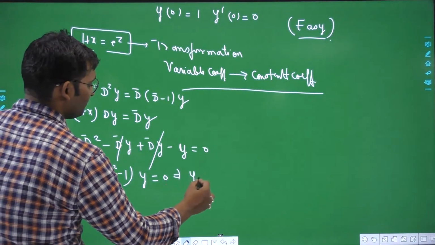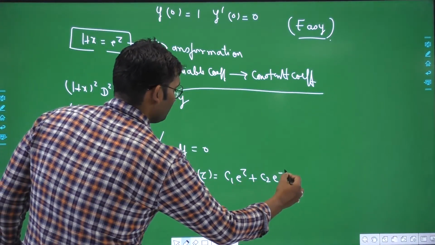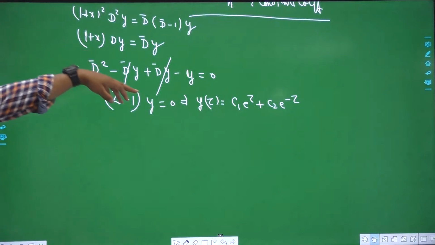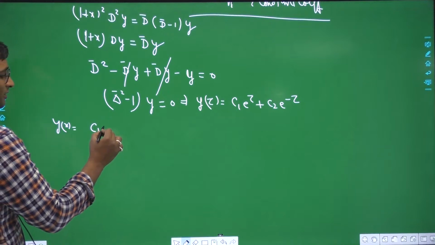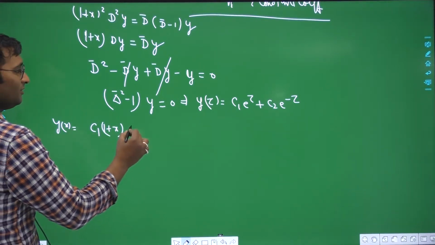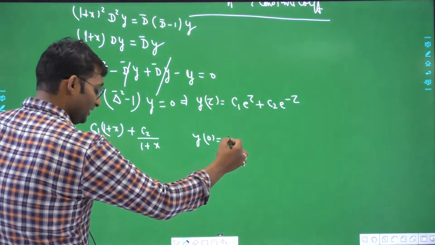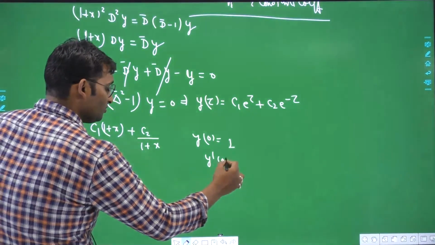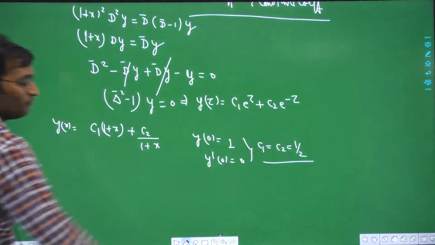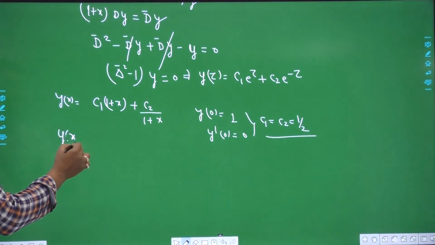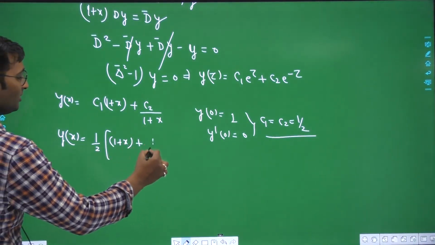That implies y as a function of z is c1 e to the power z plus c2 e to the power minus z. And how can you replace z? You can replace z by ln(1+x). So y as a function of x is c1 (1+x) plus c2 divided by (1+x). If you use the initial conditions y(0) = 1 and y'(0) = 0, you will get c1 = c2 = 1/2. This is your homework that you can do. So y(x) = (1/2)[(1+x) + 1/(1+x)].